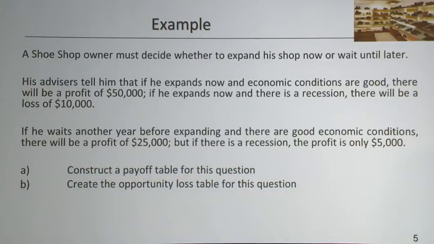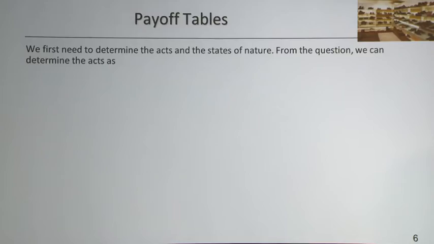So here we want to construct a payoff table and an opportunity loss table. The first thing we've got to work out is what our acts and our states of nature are. Remember, the acts are the things that we need to choose, or what our decision is. And here we can either expand now or delay expansion for 1 year. So there are our two acts.